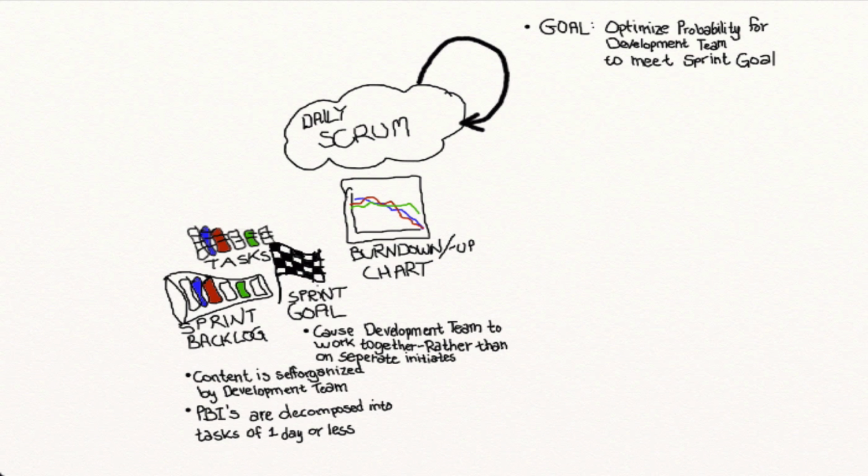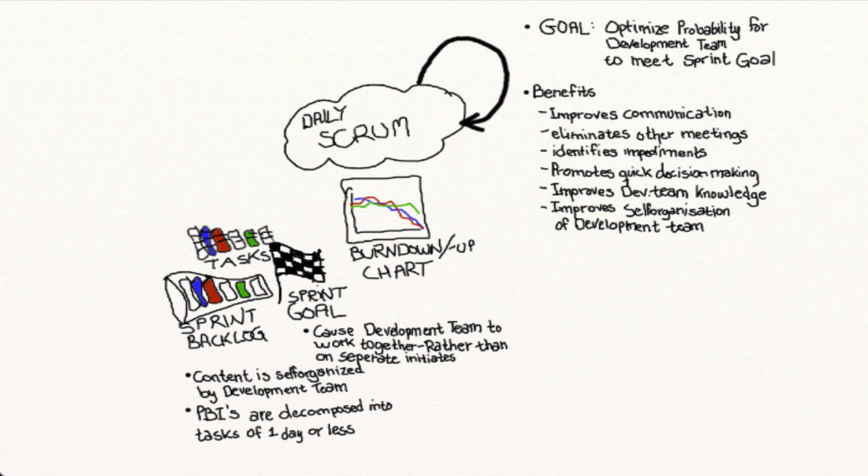And if the trend shows that the teams cannot achieve the goal, adaptation is needed. The benefits of the daily Scrum are that it improves communication, it eliminates other meetings, it identifies impediments, it promotes quick decision making, and it improves the development team's knowledge. Besides those benefits, it's a mechanism to help improve self-organization of the development team.